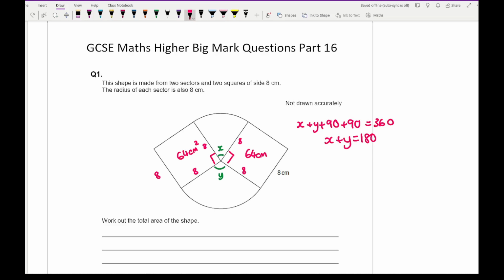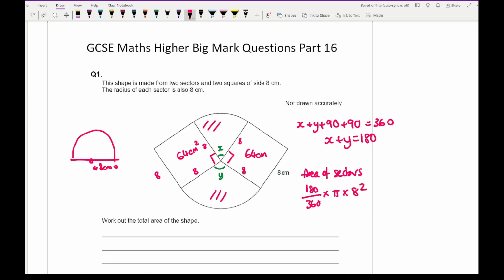So this sector here and this sector here, if we join them together, would actually make a semicircle with a radius of 8 centimeters. So from this we can then work that out. Here the area of the sectors, because I'm working them together, is going to be 180 over 360 multiplied by pi times 8 squared. So this is going to be a half times pi times 64, which gives me an answer of 32 pi.